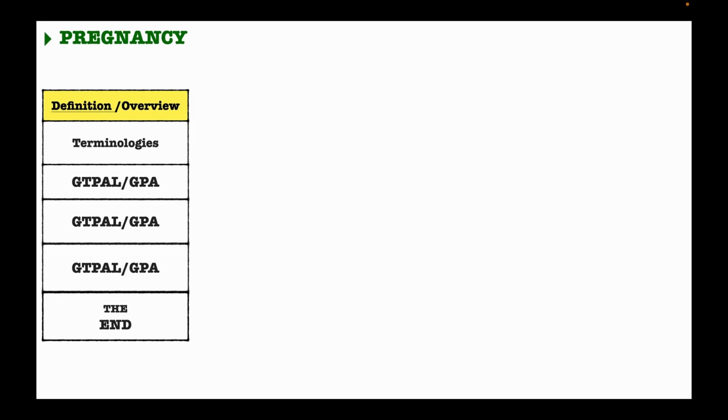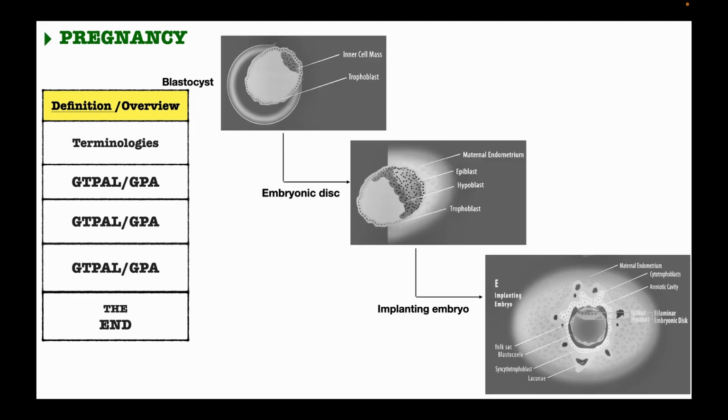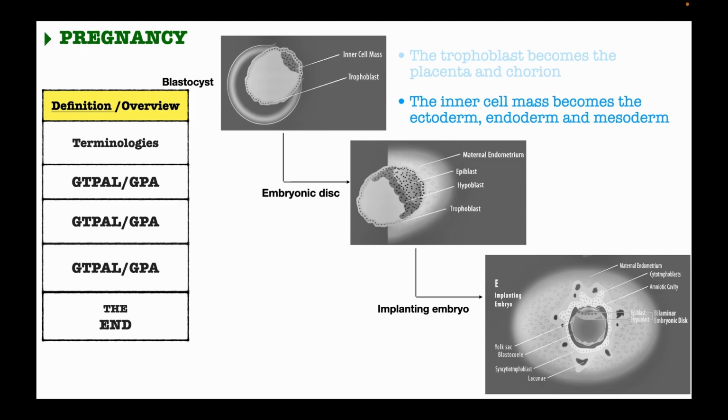Now, from the blastocyst, we get the trophoblast and the inner cell mass over here. The trophoblast then forms the placenta and the chorion, whilst the inner cell mass gives rise to the embryonic tissue, that is, we get the ectoderm, the mesoderm, and the endoderm. And so, in other words, we get the fetus, the amnion, and the umbilical cord from the inner cell mass.